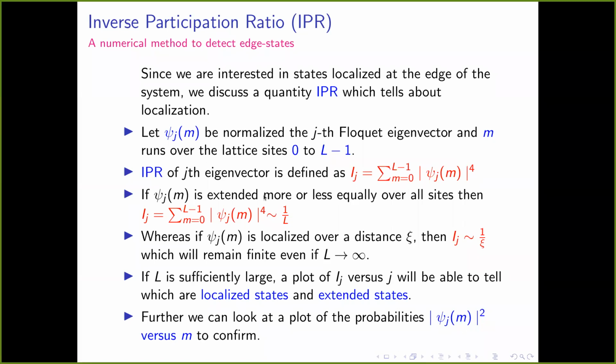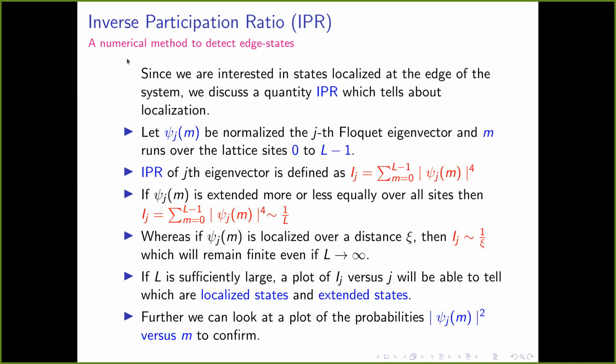Then if this psi j is extended more or less equally over all sites, then IPR goes as 1 by system size. And if psi j is localized over a distance z, then this IPR is of the order 1 by z. And this remains finite if I make the system very large. So if L is sufficiently large, if I plot all the eigenstate numbers with the corresponding IPR, then a high IPR will be a localized state and a low IPR will be an extended state.